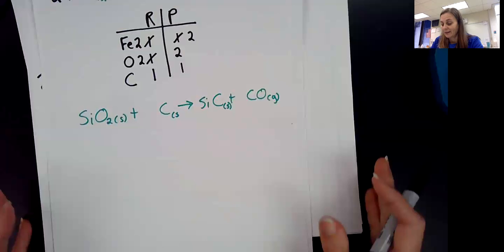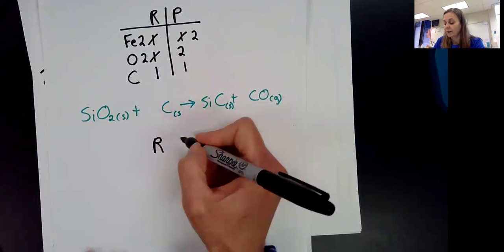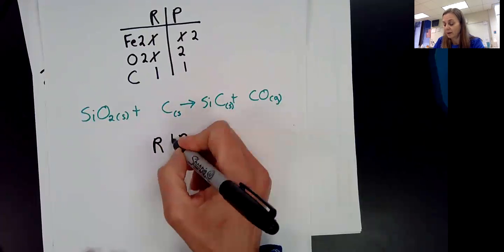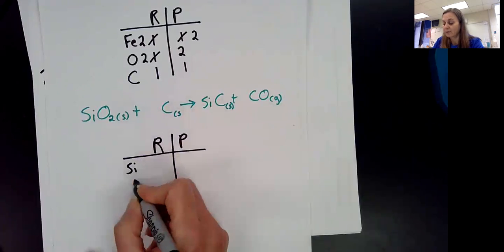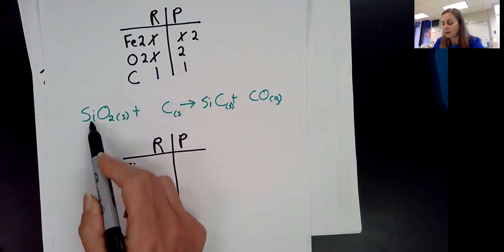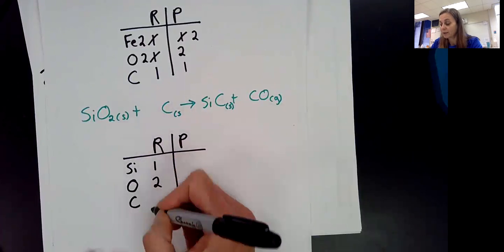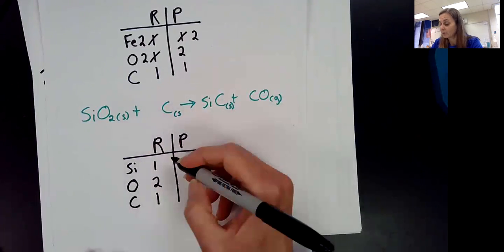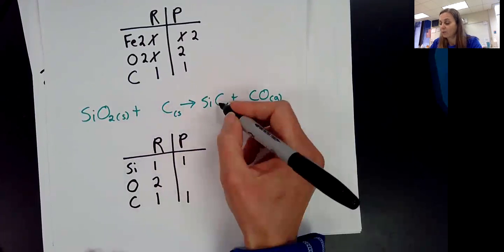Same process again, reactant side, product side. We have silicon, we have oxygen, and we have carbon. On the reactant side, 1 silicon, 2 oxygen, 1 carbon. On the product side, 1 silicon, 1 carbon, 1 plus 1 carbon, so 2 carbons, and 1 oxygen.